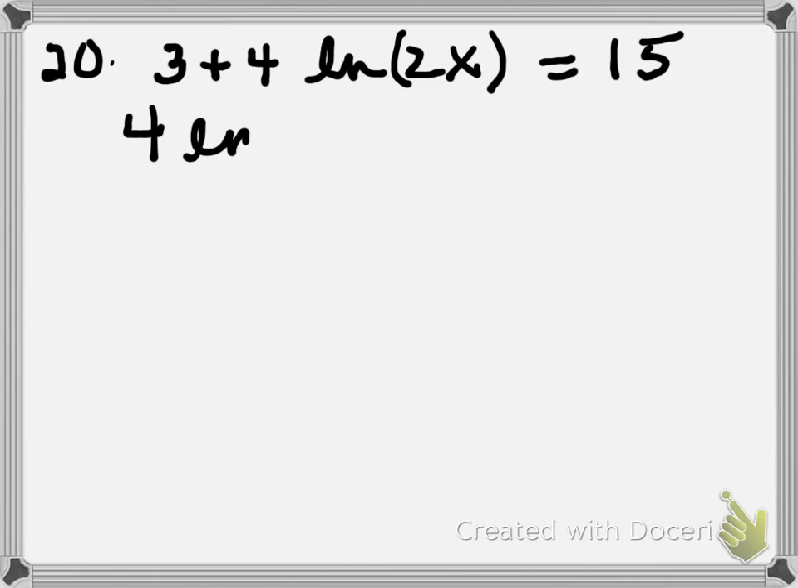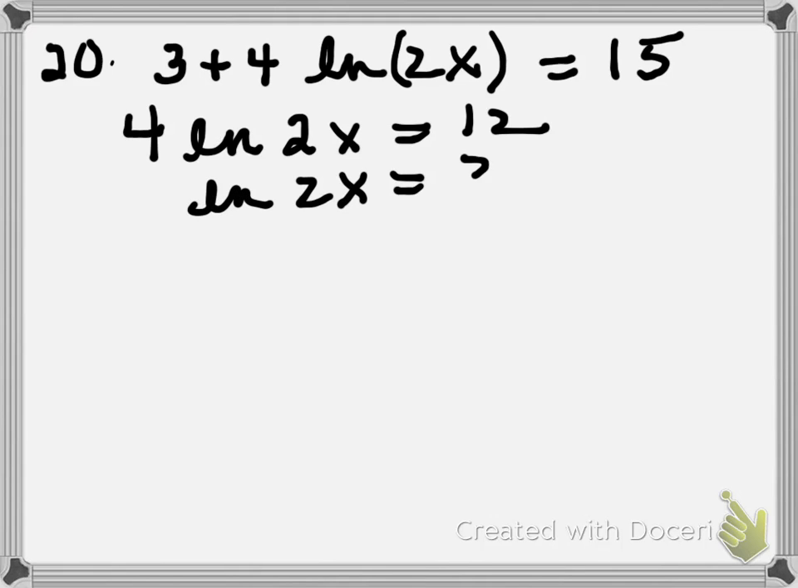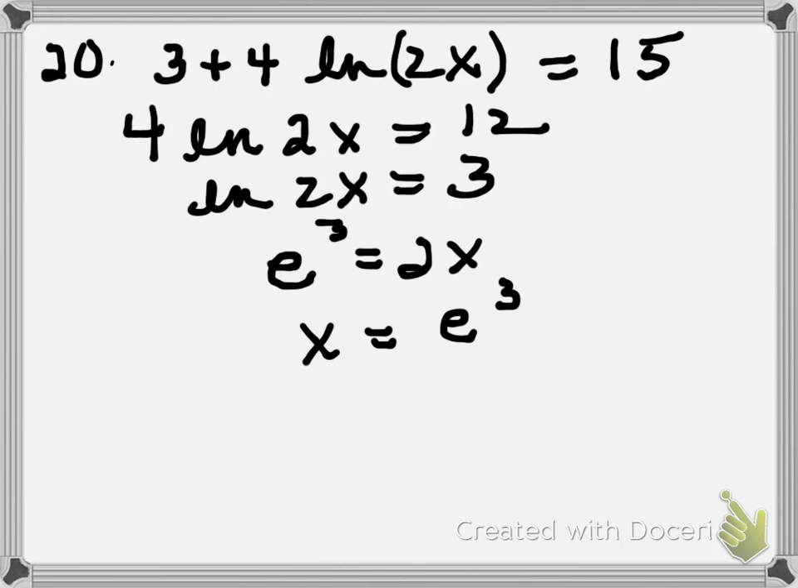So let's get x by itself by subtracting 3 from each side and dividing by 4. So now we have ln of 2x equals 3. Well, in exponential form, this is saying e as your base to the third power equals 2x. So therefore x is equal to e to the third power divided by 2.